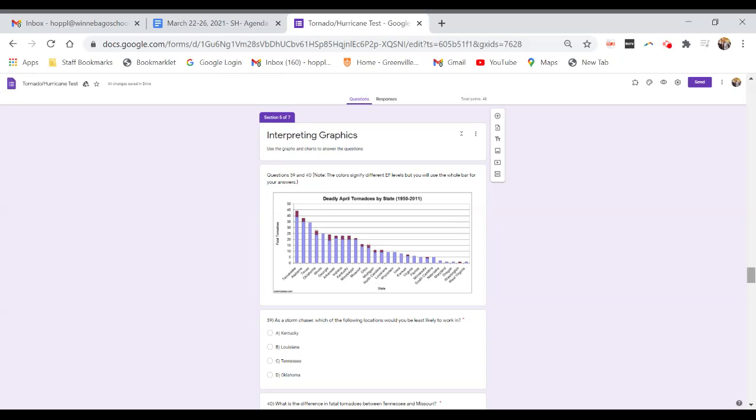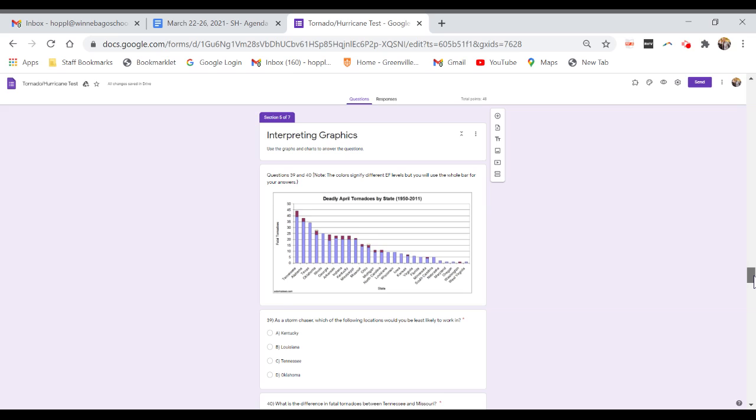This section of the test is asking you to interpret graphics or look at graphs and see what they're saying. For questions 39 and 40, you're using this chart here where it says deadly April tornadoes by state from 1950 to 2011. Notice the states are on the bottom and the number of fatal tornadoes is going up and down.